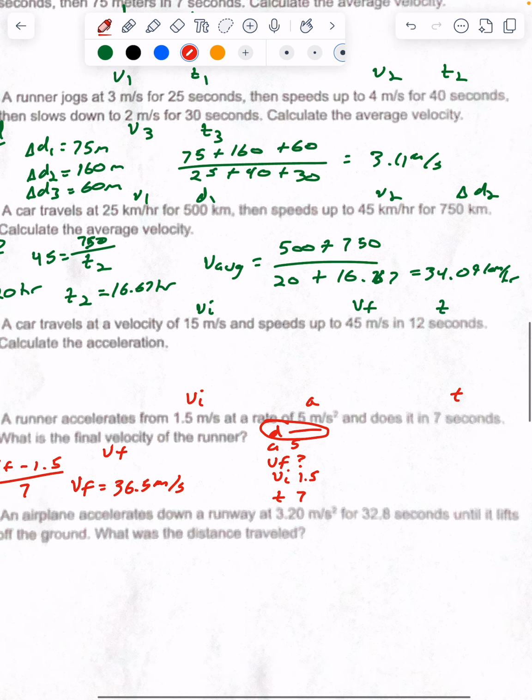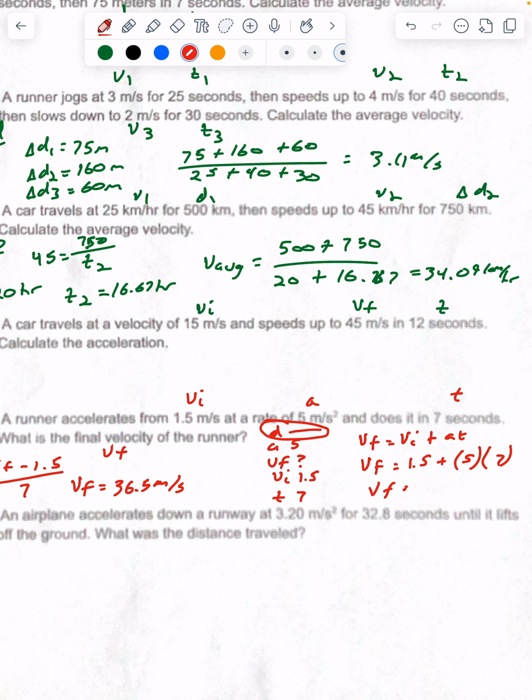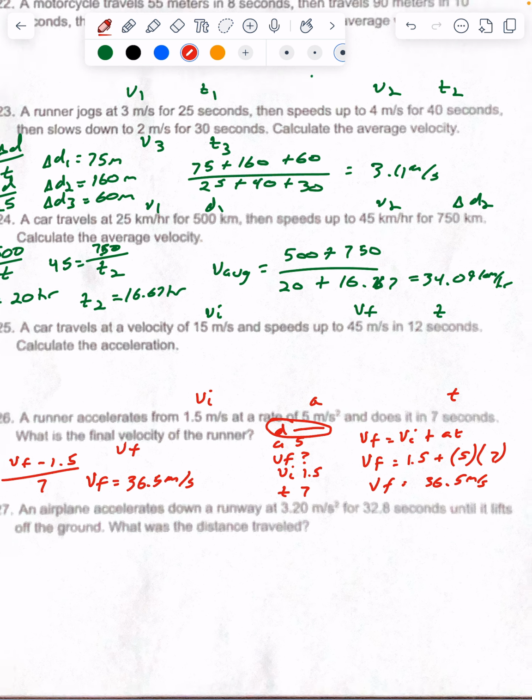So we're going to use equation number 1, VF equals VI plus AT. VF we don't know, VI is 1.5 plus A, which is 5, times T, which is 7, and then you just solve for that, and you get 36.5 meters per second. Either way works, doesn't matter.